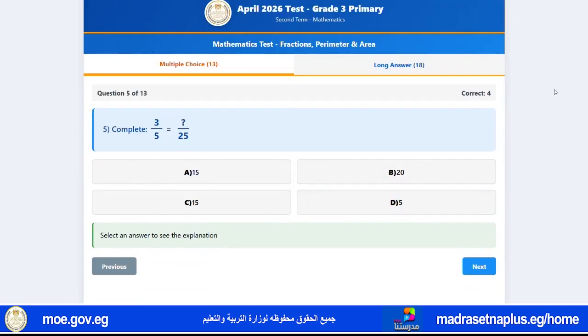Next one. In the same way, 3/5 equals what over 25? Look up or look down, it's up to you according to the suitable problem that you can face in your test.